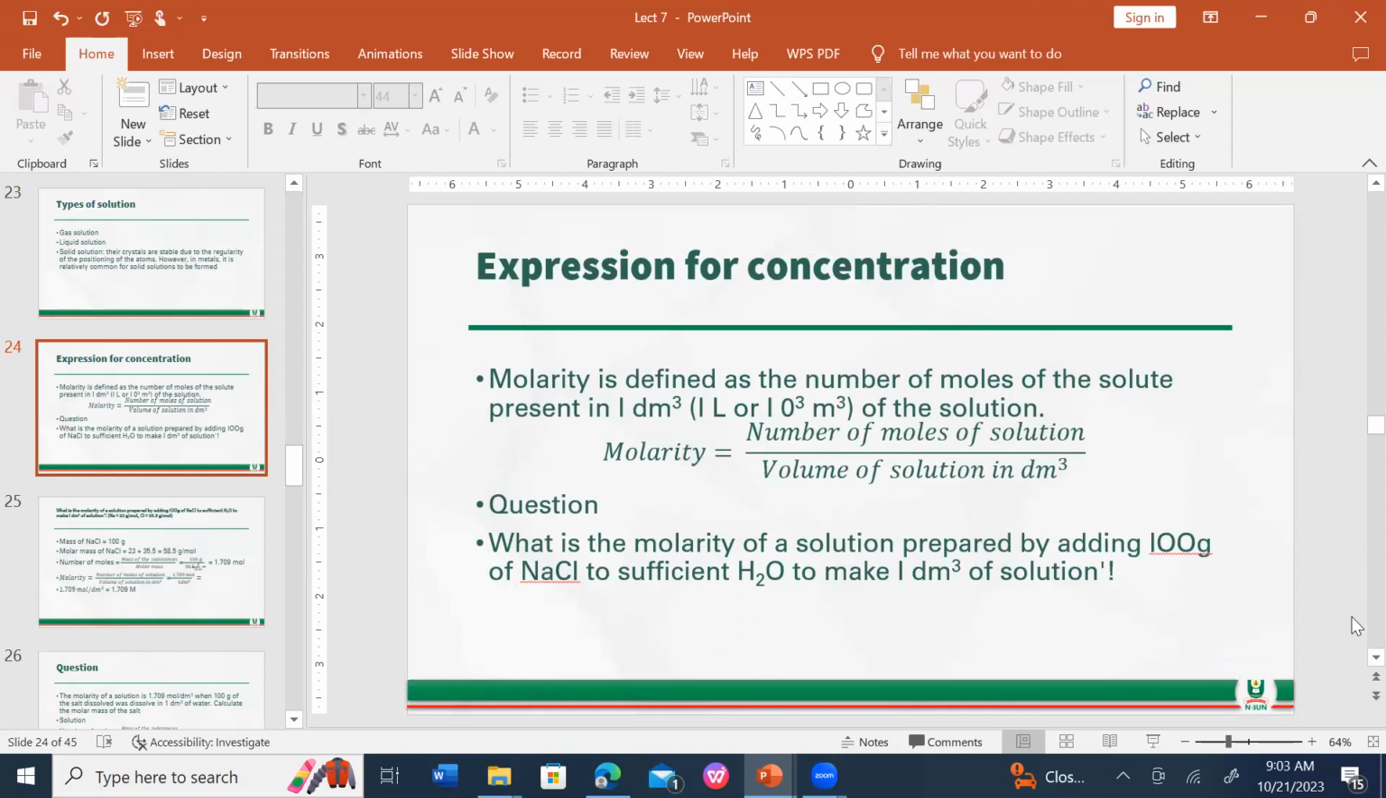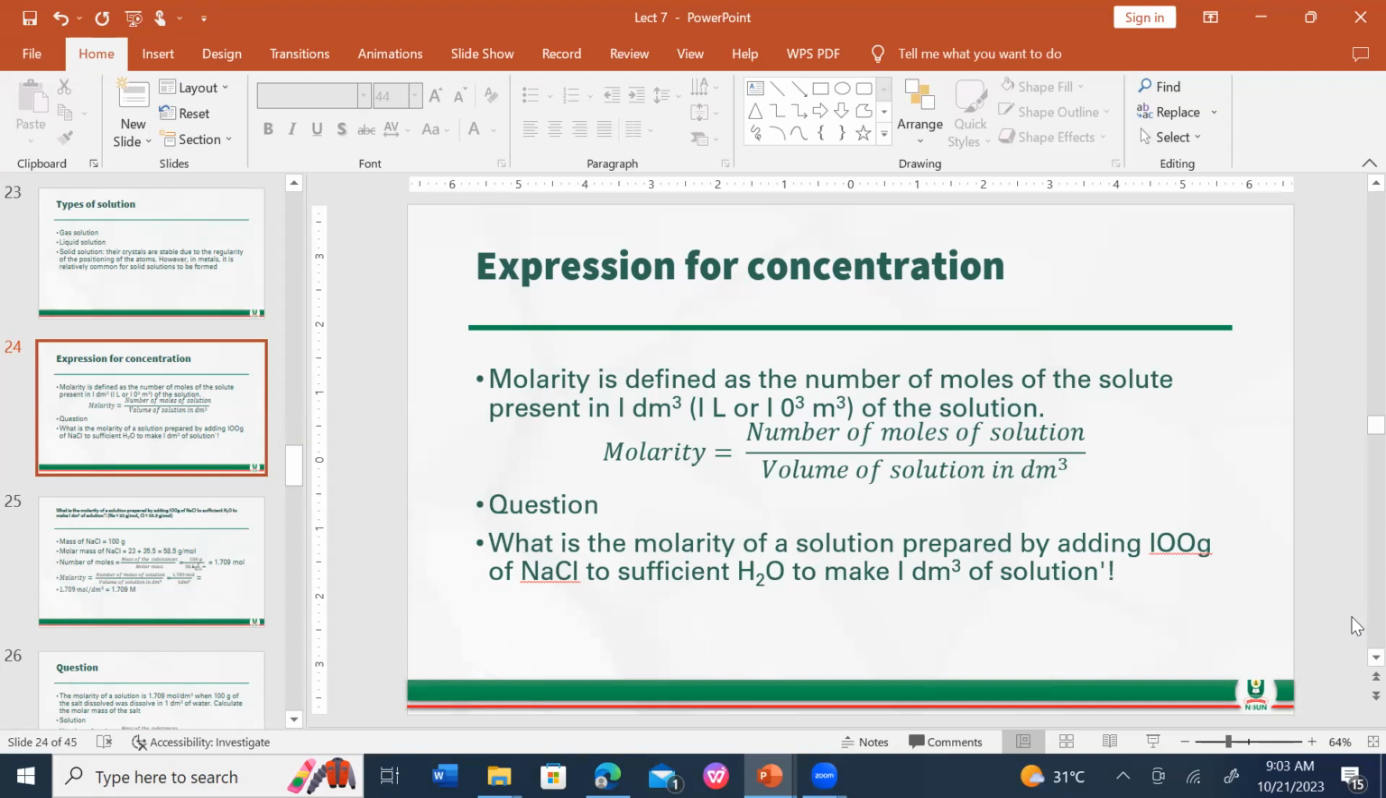We stated that. So now you can look at molarity. Molarity is defined as the number of moles of a solute present in 1 dm cube of a solution. 1 dm cube is the same thing as 1 liter. So when you know the number of moles and the volume of the solution in dm cube, you will be able to get the molarity. So now let's take a question. What is the molarity of a solution prepared by adding 100 grams of sodium chloride to sufficient water to make 1 dm cube of solution? What we know here is 100 grams of sodium chloride, the mass of sodium chloride added. Then the volume of the solution is 1 dm cube.